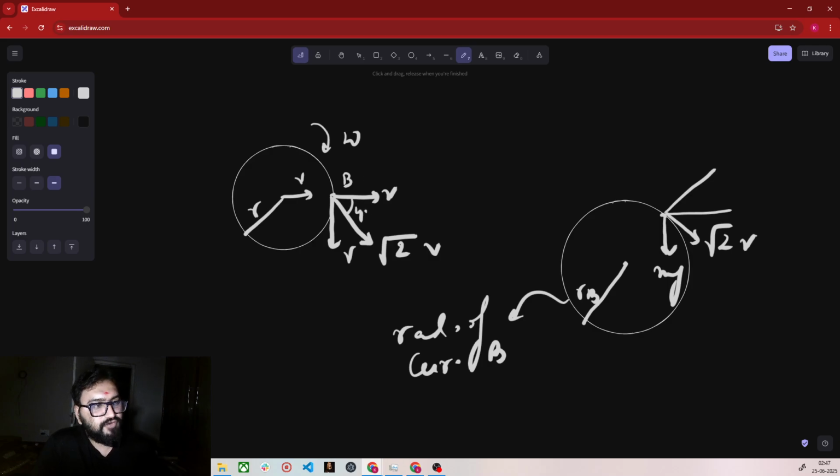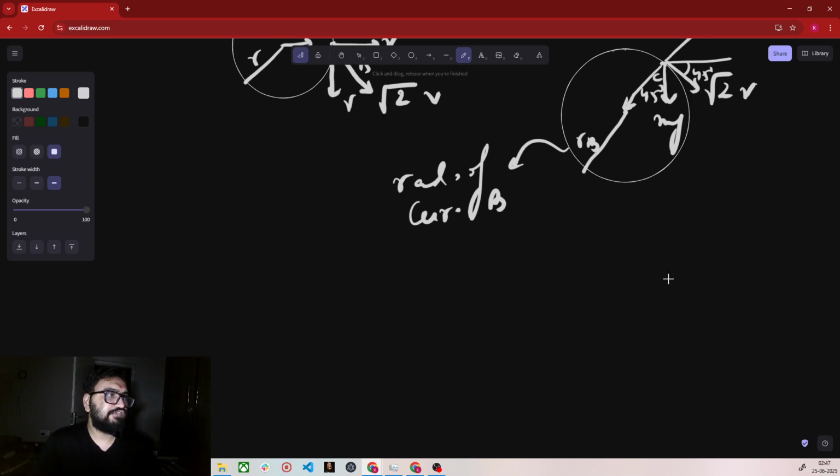This angle would be 45 degree, right? The resultant will make an angle of 45 degree with the x-axis. So this angle is 45 degree. Therefore what will this angle be? This angle will be 45 degree, right? And this component of mg will act as a centripetal force. What will that component be? It will be mg cos of 45 degree.